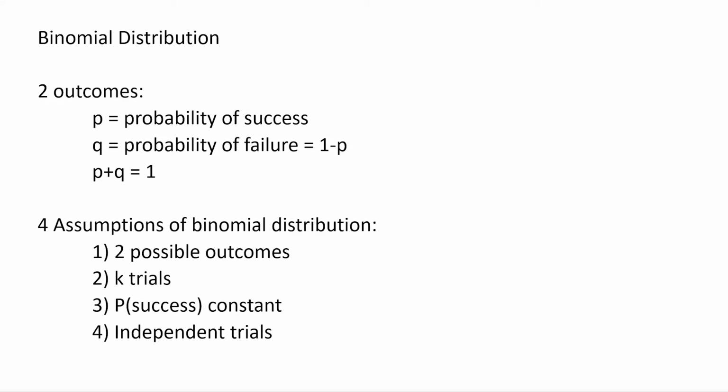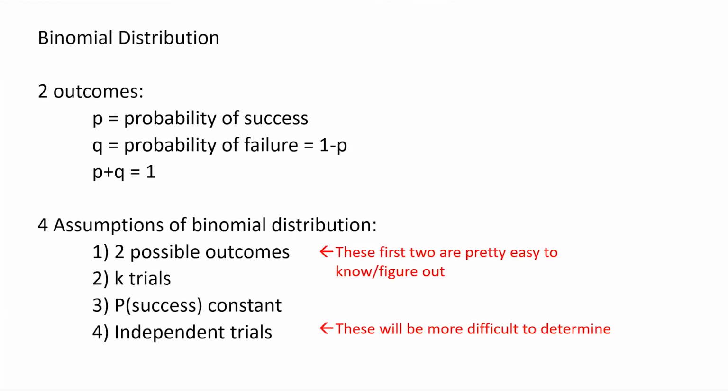There are K trials, so a set number of trials per sampling unit. The third assumption is that the probability of success is constant for all trials. And the fourth is that each trial is independent. These first two are pretty easy to figure out right at the beginning, and these are a little bit more difficult. They take a little bit more figuring out.